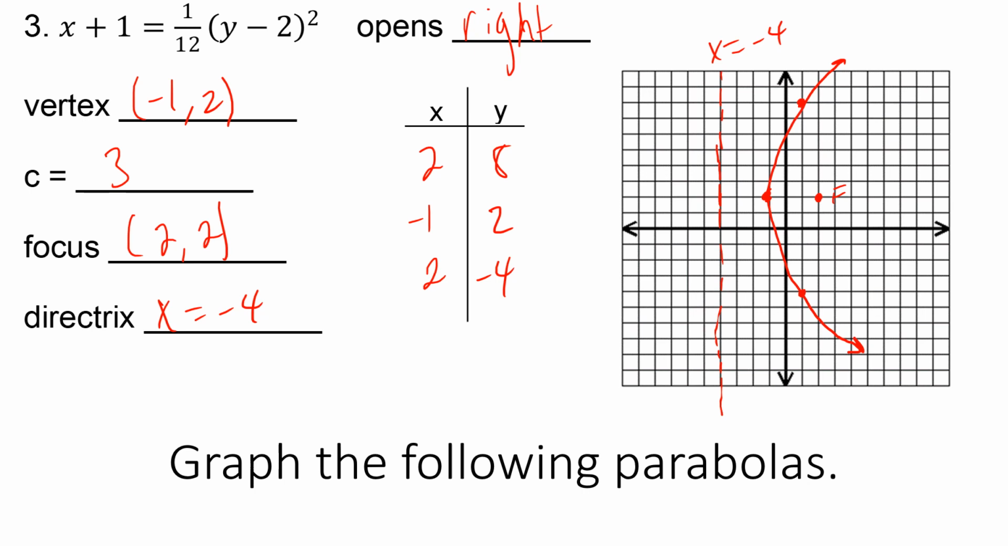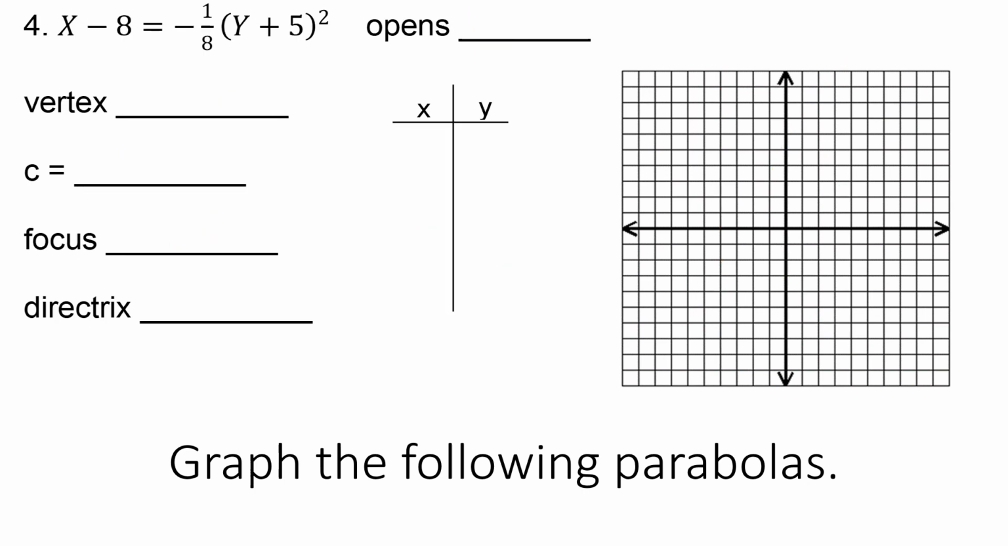Let's see. So on 4, you had a negative. So since you have a negative, you know that's going to be open to the left. Your vertex is still going to be based off of your h and your k. So your h here is 8. Your k here is going to be a negative 5.